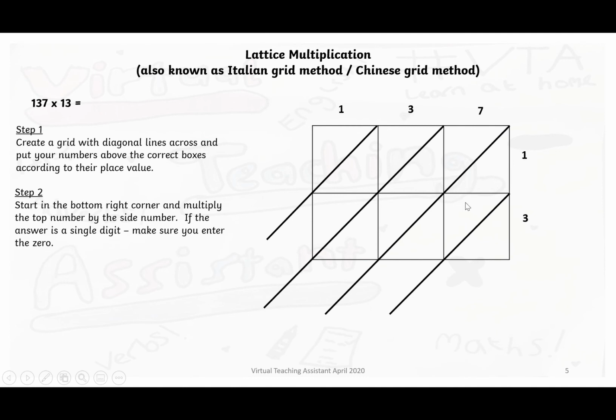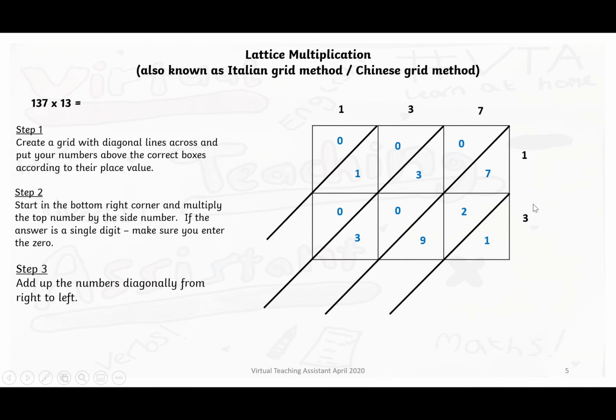Okay, and at the bottom right-hand corner, I'm going to multiply this number by this number up here, so where the columns meet. So 3 times 7, I know, is 21. So I'm putting my 2 there and my 1 there. I'm splitting up the 10s and the 1s. Okay, 1 times 7 is 7. 3 times 3 is 9. 1 times 3 is 3. 3 times 1 is 3. 1 times 1 is 1.